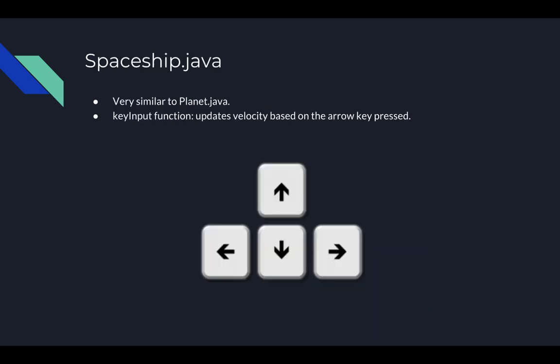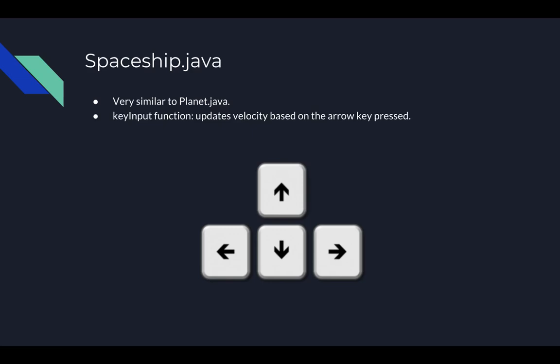The spaceship class is almost identical to the planet class, with the exception of a key input function that changes the velocity in the x direction and the velocity in the y direction of the spaceship object depending on which arrow key is pressed. Using the Princeton Java standard library, specifically the standard draw class, I'm able to determine which one of the 4 arrow keys is pressed.